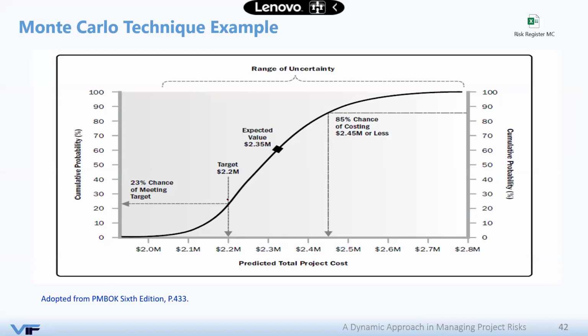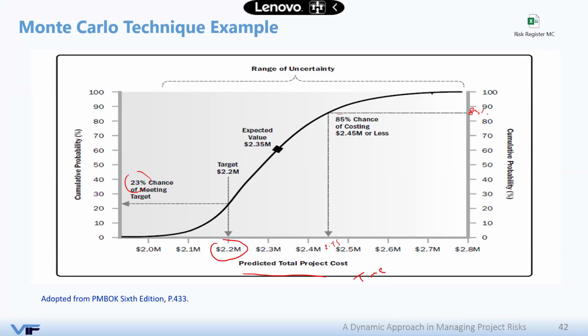So for example, if someone asks you on the project, what is the probability of meeting a project cost of 2.2 million, from the simulation, we know that there is a 23% chance of meeting this target. This can be cost, or you can have time and duration. For example, if someone asks you, how are our chances to meet a target of 2.45 million on this project, you can say here that it is almost like 85% or such.